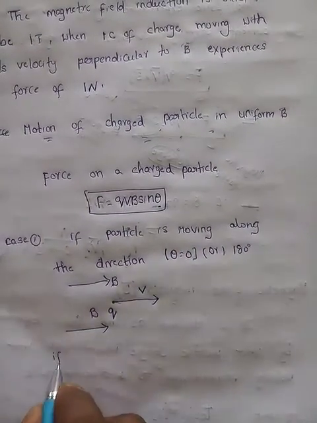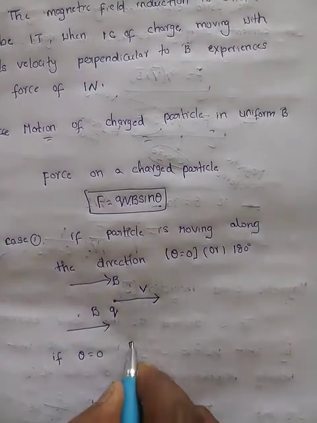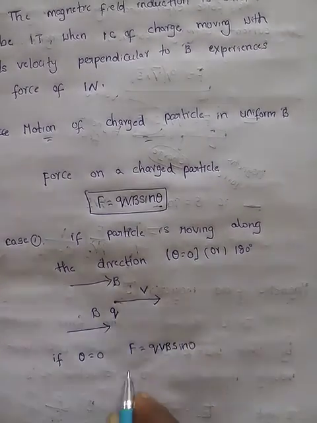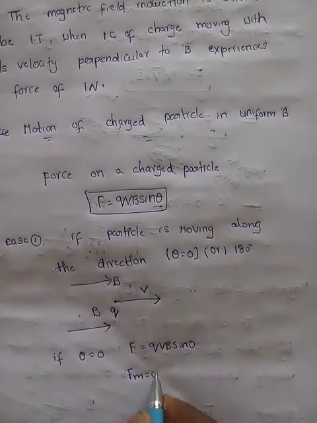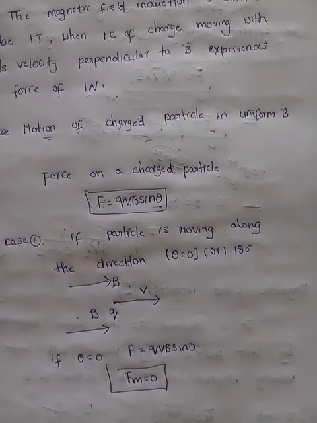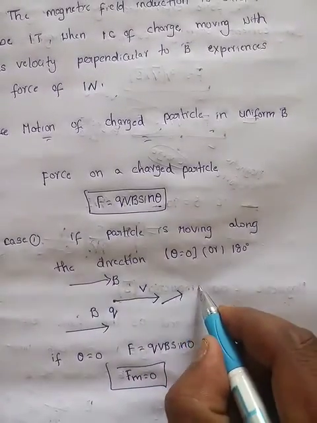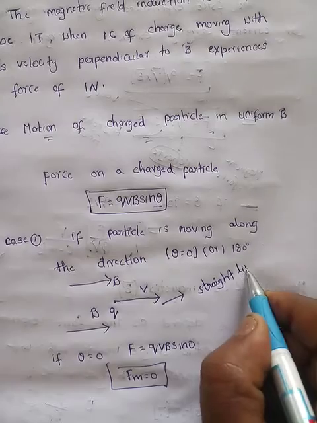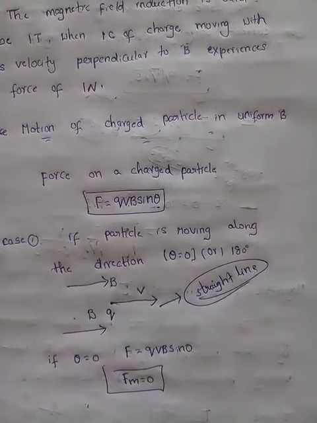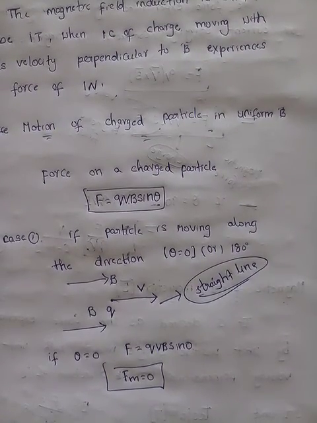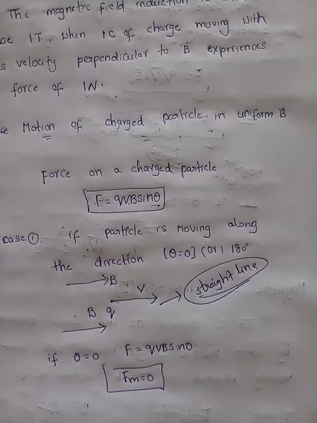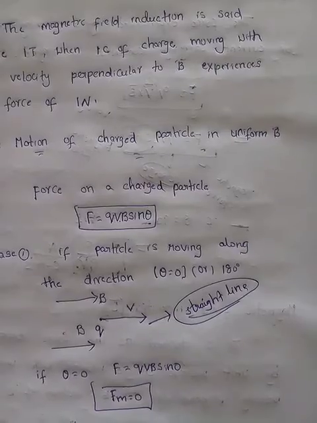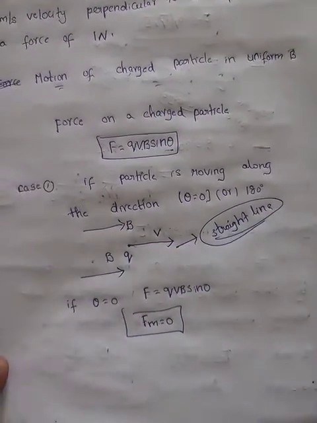So, if theta is equal to 0, F is equal to QVB sin 0. So, what is the magnetic force on the charged particle? That is 0. The particle moves along a straight line. So, when a charged particle moves parallel to the uniform magnetic field, the path of the charged particle is a straight line. This is a very important one mark question.